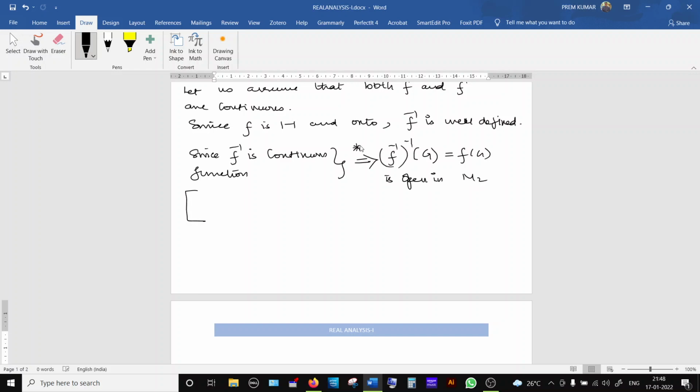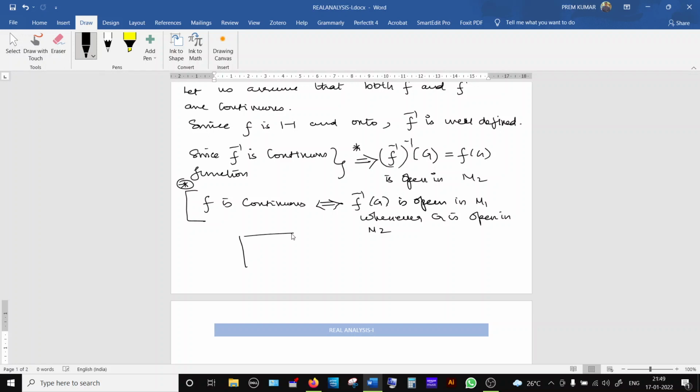I will put it here as star. This is the result we are going to use; we already discussed this in the open sets section. f is continuous if and only if f inverse of G is open in M1 whenever G is open in M2.